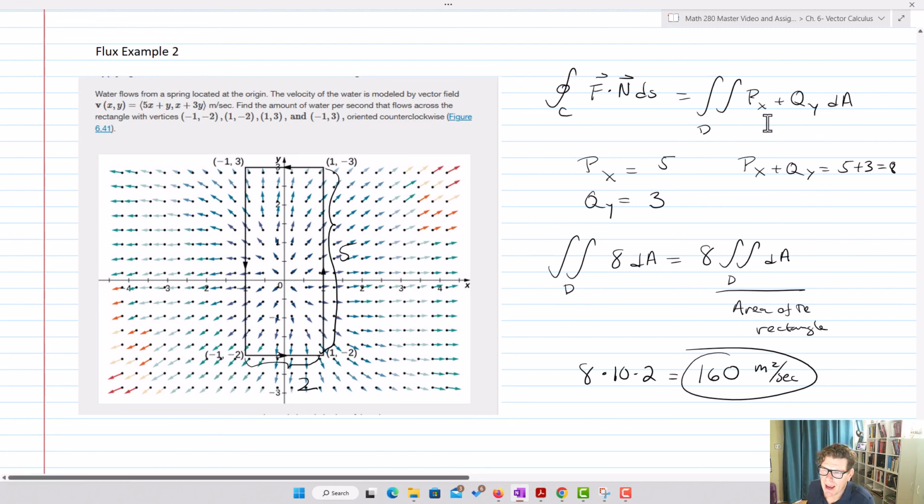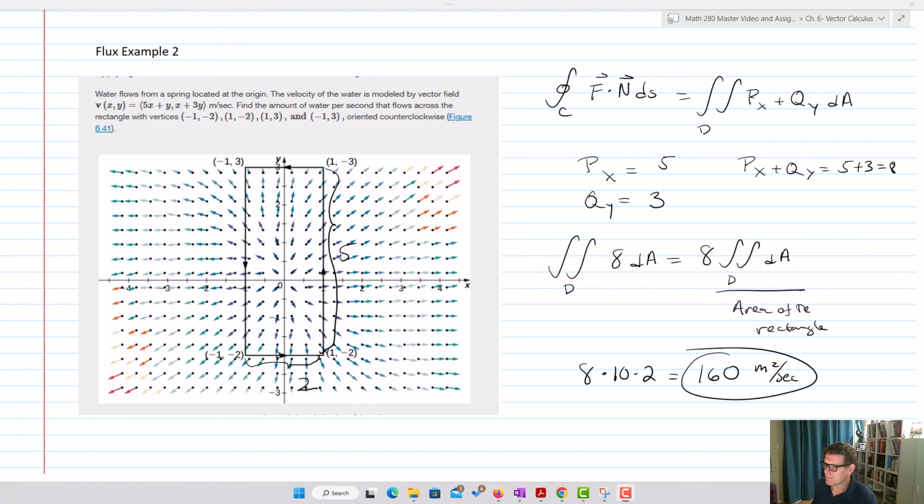So notice again, because we have a simple closed region, and because Px plus Qy ends up being a constant, we can pull the constant out and just find the area of the region D. All right. So let's kind of summarize what we've talked about a little bit.